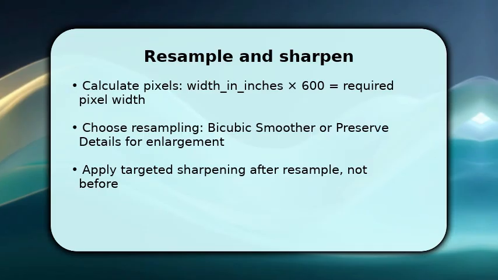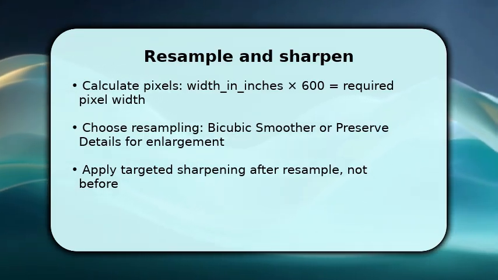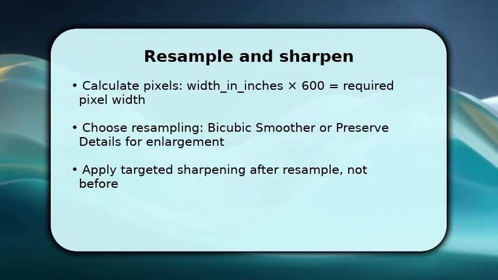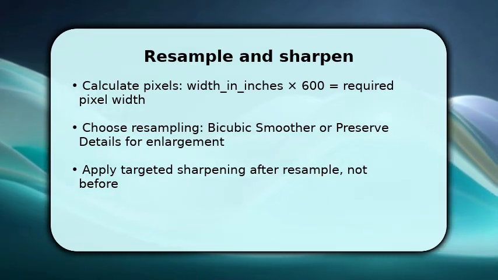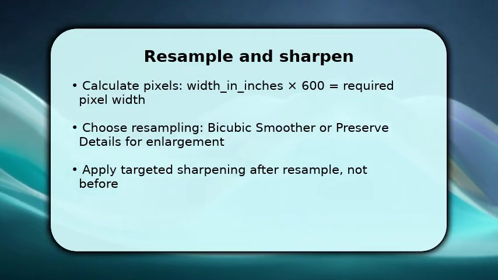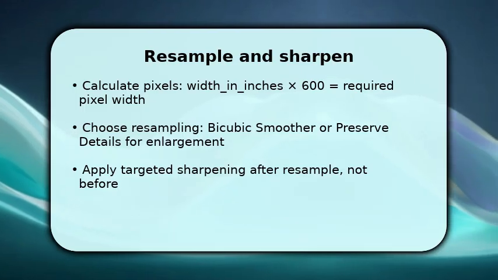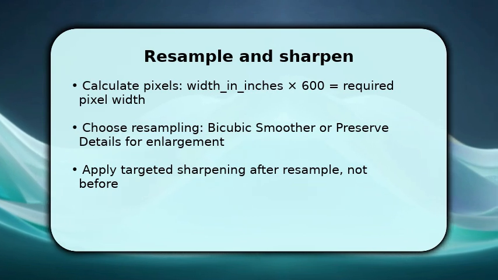Select an interpolation method designed for enlargements, such as bicubic smoother or preserve details, because the algorithm affects edge and texture preservation. Upsample in small steps if needed, check for artifacts, and use local contrast and noise reduction sparingly. Once the new size is set, apply a controlled sharpening pass so edges remain crisp.